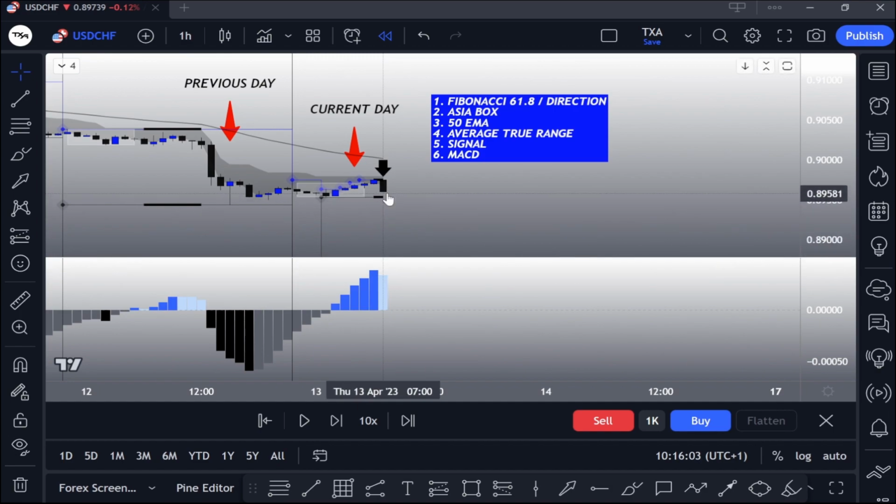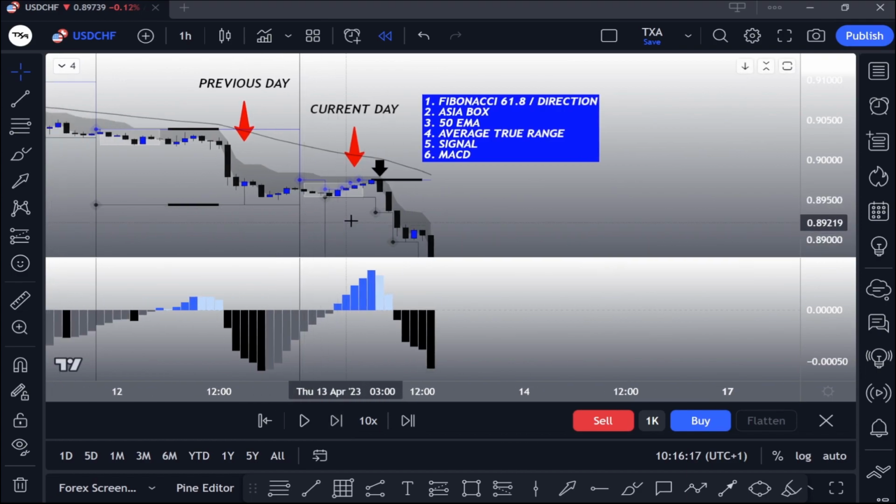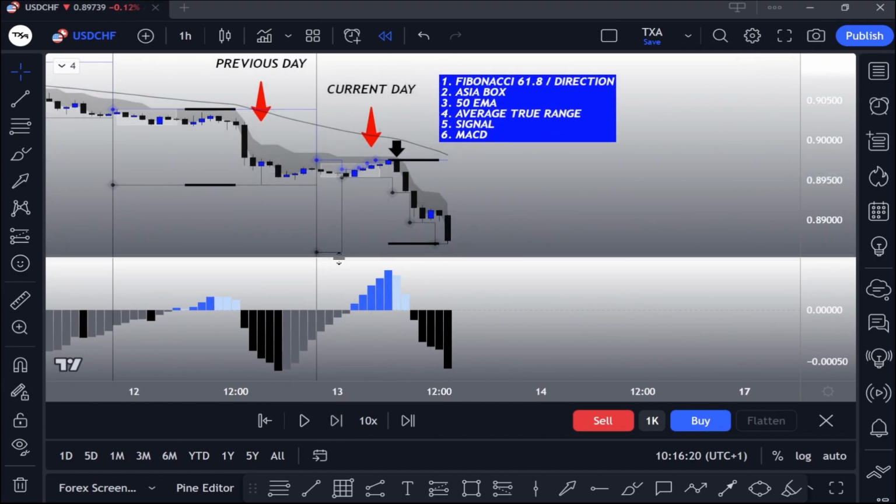Now these two signals, we have the 1H engulfing plus this MACD, shows us that, okay, cool, the price is now prepared to reverse. And there we have it. Price goes to the downside.